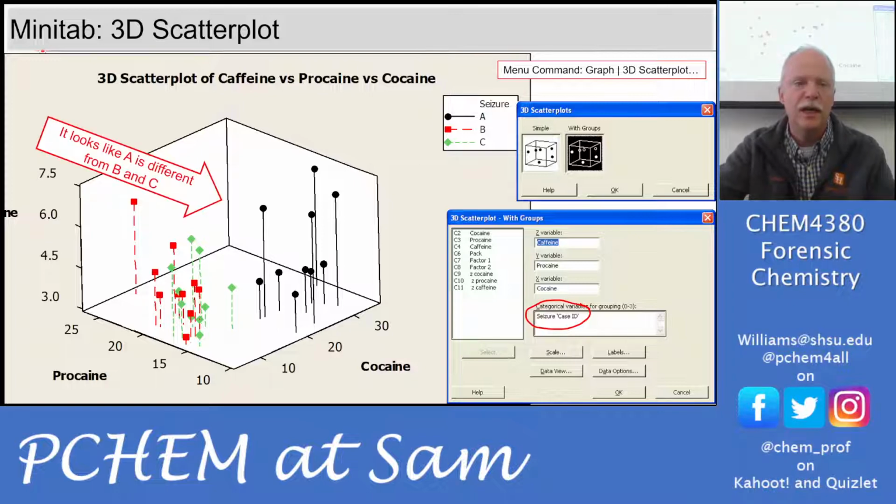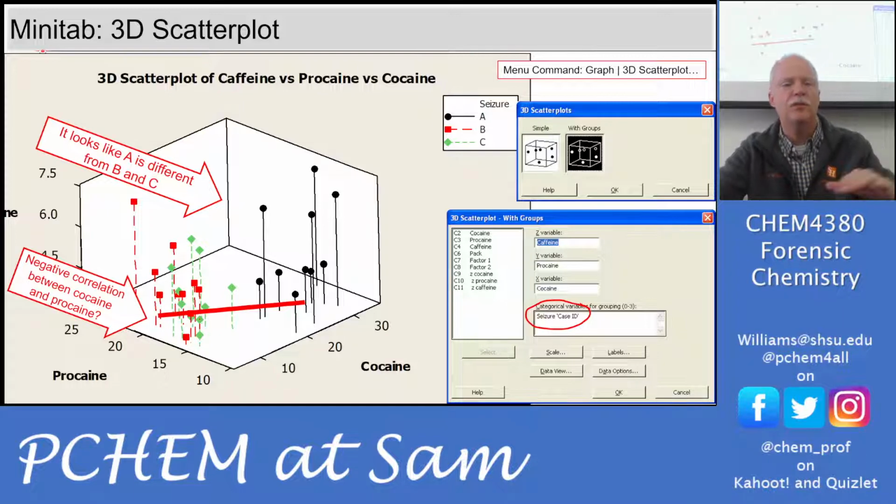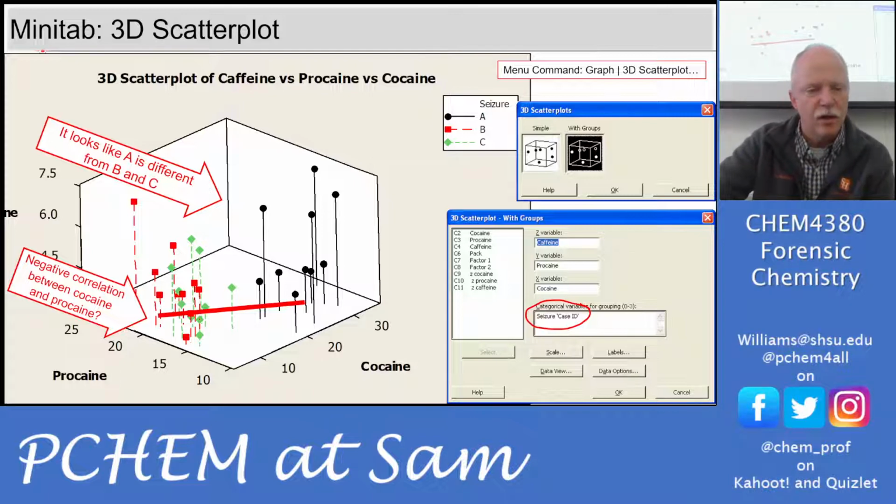So it looks like A is different from B and C. That's one of our conclusions. And that there is a correlation between cocaine and procaine. So when cocaine is high, procaine is low. Let's see. Do we see that? We'll see that maybe more clearly later, but still there's definitely a difference in cocaine in sample A versus B and C.